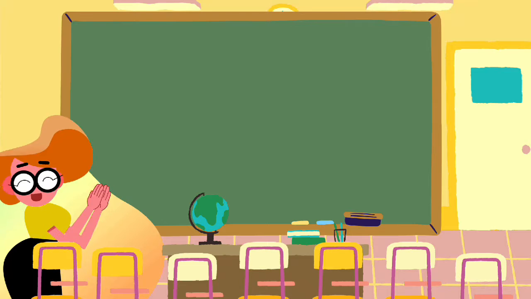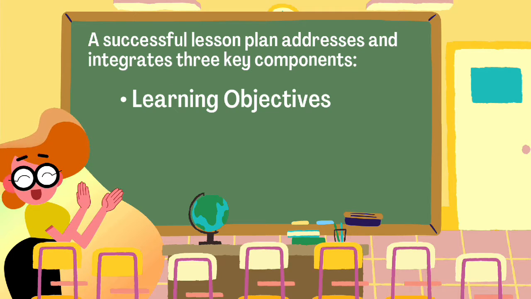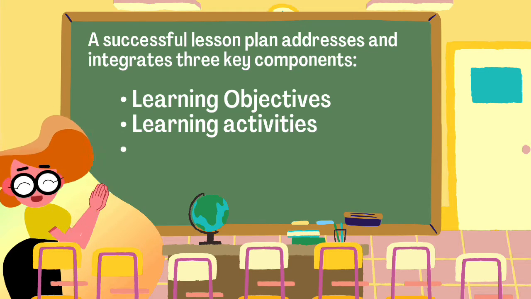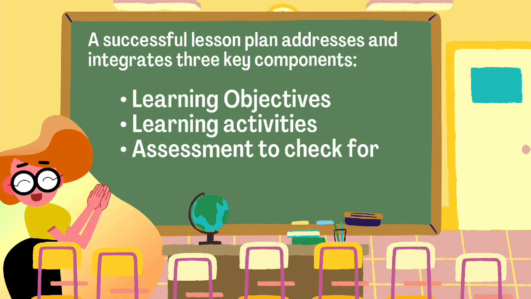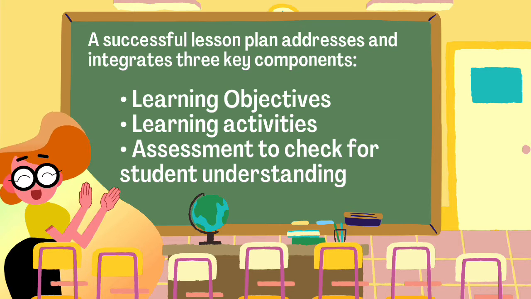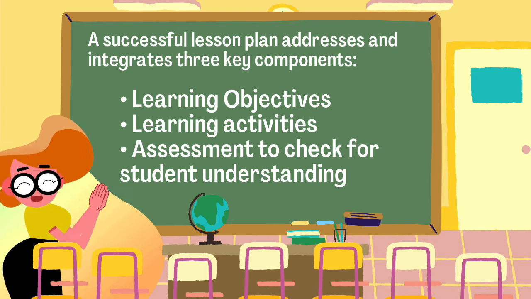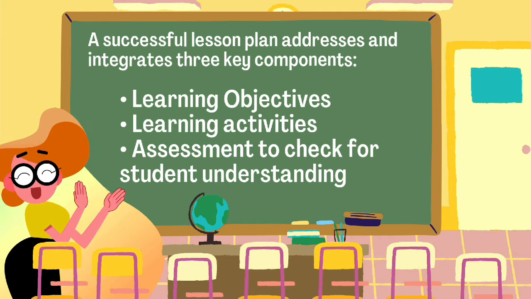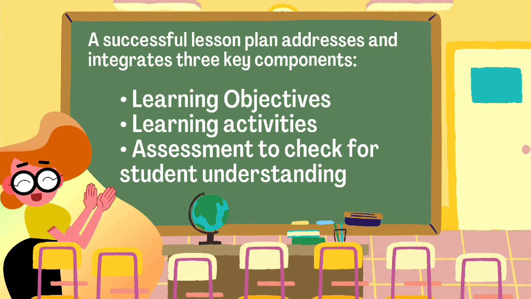A successful lesson plan addresses and integrates 3 key components. First, the learning objectives. Second is the learning activities, and last is the assessment to check for students' understanding. A lesson plan provides you with a general outline of your teaching goals, learning objectives, and means to accomplish them, and is by no means exhaustive. A productive lesson is not one in which everything goes exactly as planned, but one in which both students and instructor learn from each other.